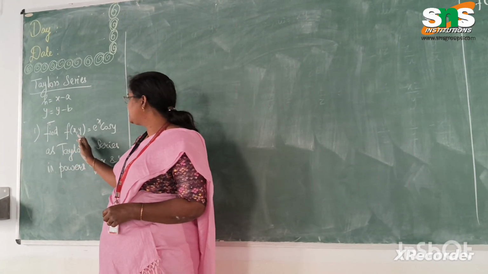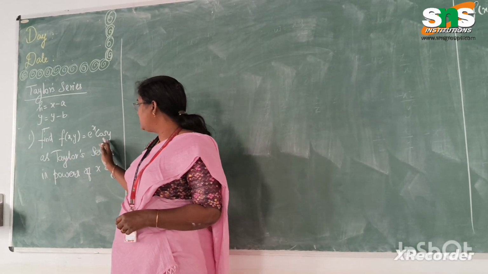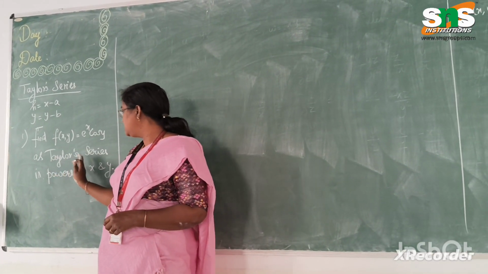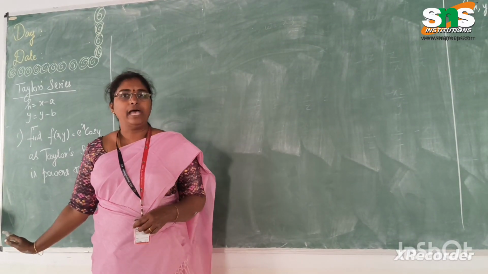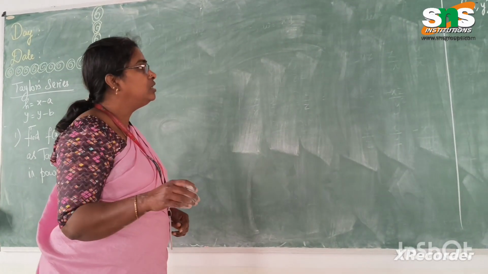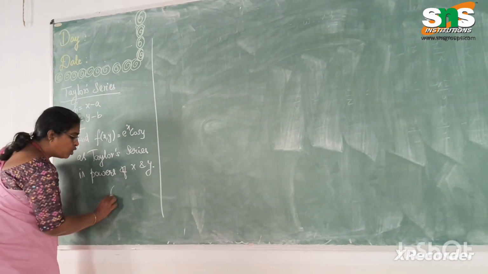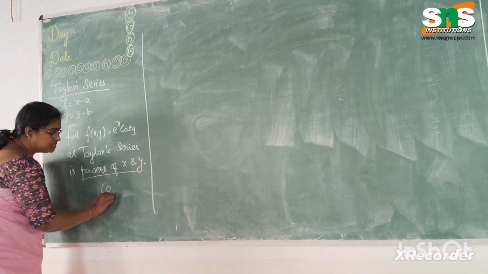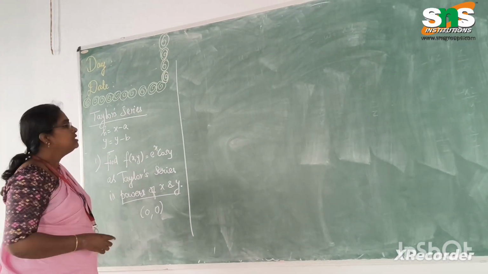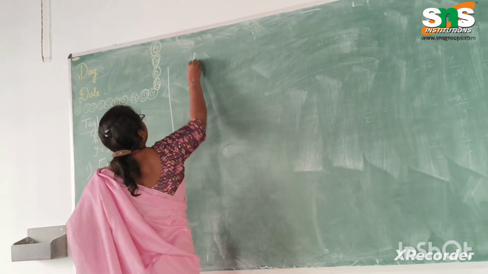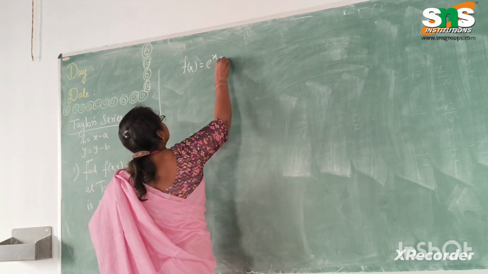So find f of x comma y, where the function in terms of x and y is given as e power x into cos y, as a Taylor series in powers of x and y. In powers of x and y means the point where you want to calculate is given indirectly, that is, you choose the origin, the point 0, 0. So given f of x, y equals e power x cos y.